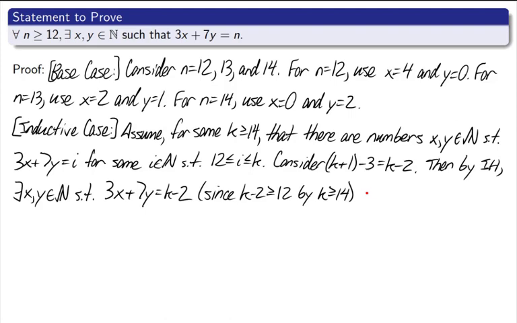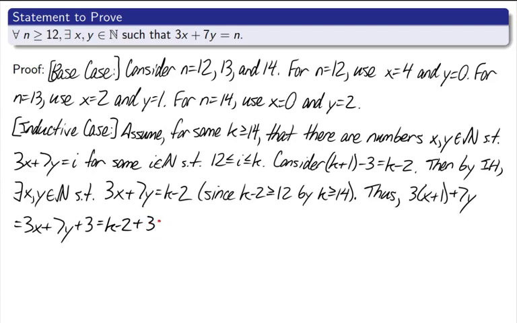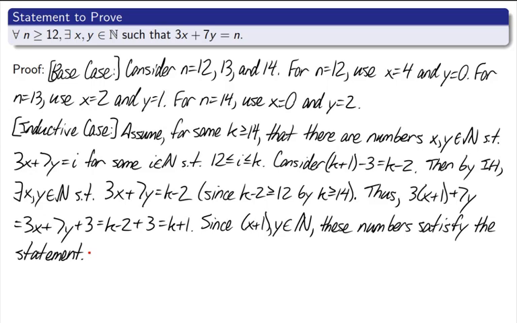Now let's finish the proof. Thus, 3 times x plus 1 plus 7y. Again, like I said, I'm going to use another value for x and just pick a larger one. Well, this is equal to 3x plus 7y plus 3 by distributing my 3, but 3x plus 7y was equal to k minus 2, and then I've still got the plus 3. That gives me k plus 1. Since x plus 1 and y are natural numbers, these numbers satisfy the statement. So my inductive case is done.